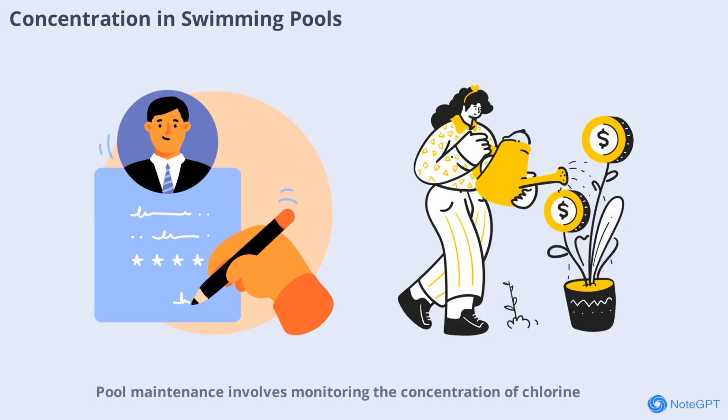Pool maintenance involves monitoring the concentration of chlorine and other chemicals to keep water clean and safe. Too little chlorine can lead to bacteria growth, while too much can cause skin irritation. Regular testing ensures the right balance.